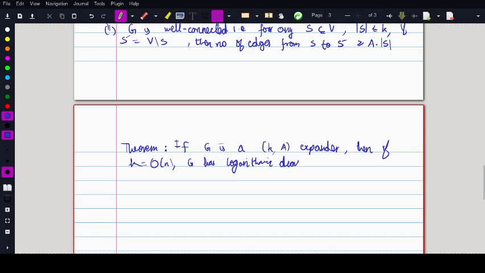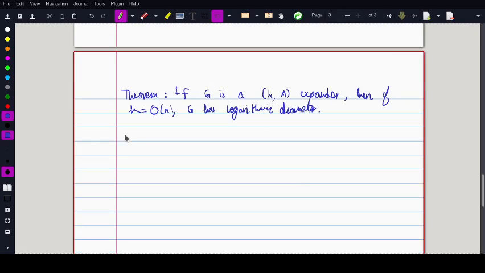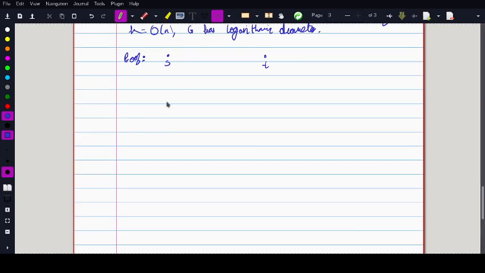The proof is also not very difficult actually, so let's just do it. Let's say you are given a (K, A) expander and you want to find its diameter. So what would you do? Let's say the diameter starts from S and ends at some node T. So consider first S1, the set which you define as only the set containing S.